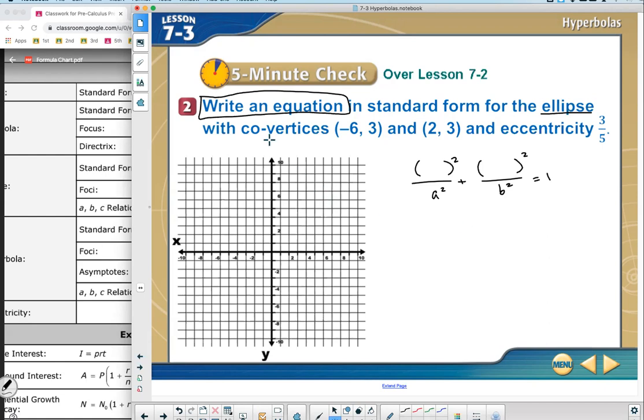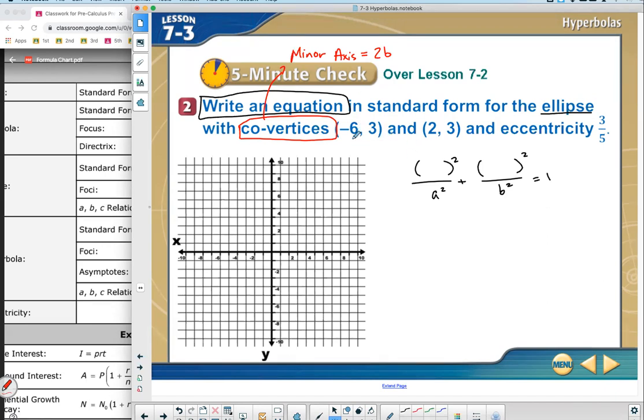All right, our co-vertices. Before I do anything, co-vertices, mental association. When you see co-vertices, I want you to think minor axis, or 2b. So these co-vertices will give me the length of the minor axis.